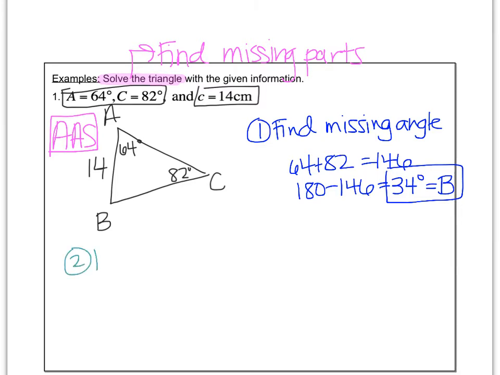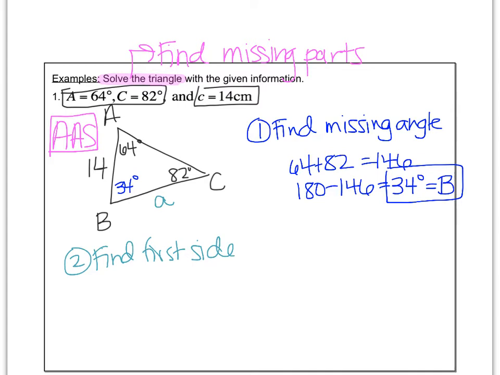The next thing we're going to have to find is the first side. You can pick which side you want to find first. I would write that 34 we found in the picture. You can pick whichever side you want to find. So I'm going to go alphabetically. Let's find side A right now. Notice I'm calling that little a because it's across from big A.